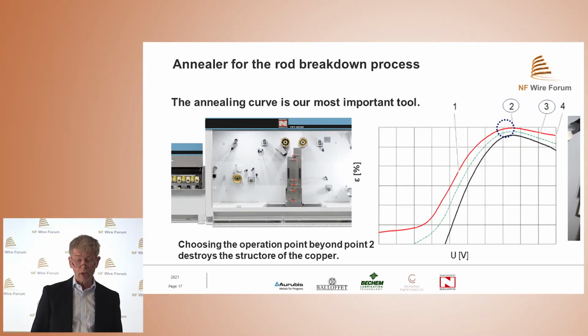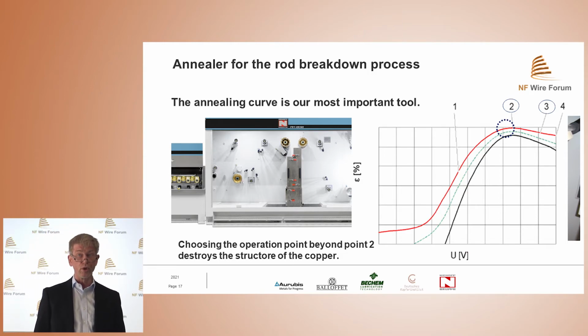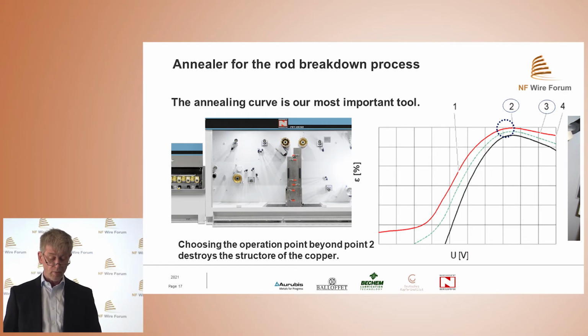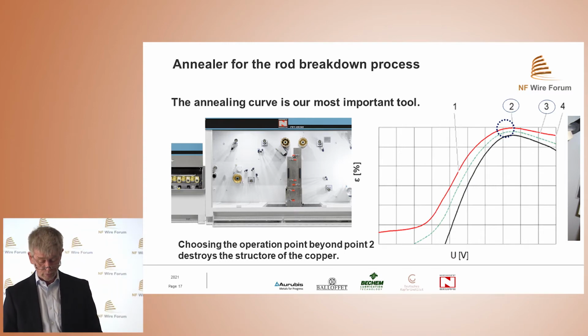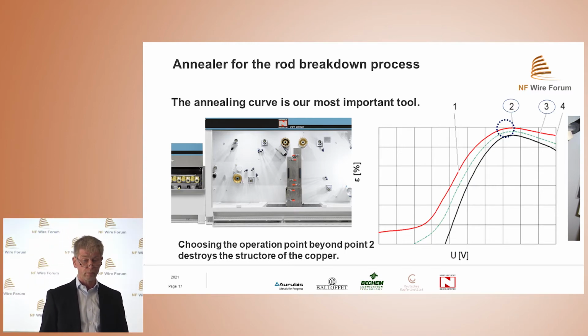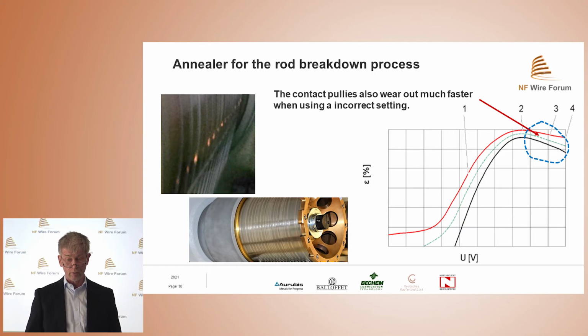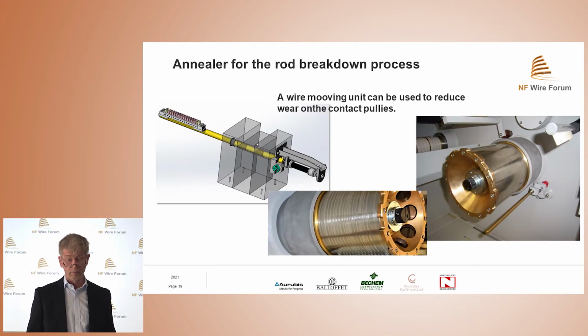Using an annealer, it's very important that we have the right settings for the annealer. The annealing curve is our most important tool. Annealing must always be carried out in the area of the annealing curve. Anyone who chooses the operating point beyond point 2 on this curve destroys the structure of the copper. But not only the structure of the copper will be destroyed, the contact pulleys will also be destroyed by settings which are not correct.